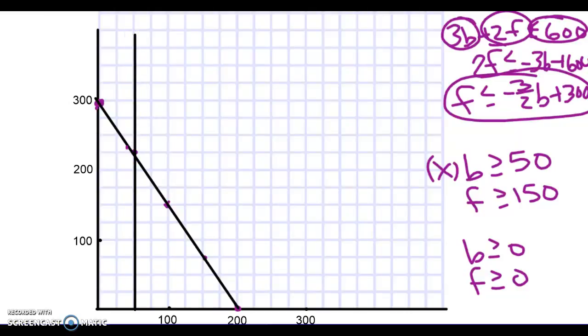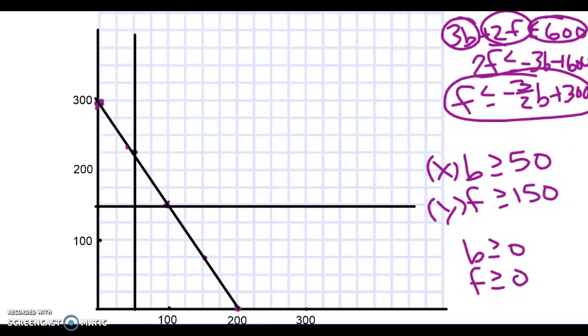And then F being greater than or equal to 150. Now remember, F represents your Y variable, so that's going to be a horizontal line. Let's turn it into a line here. Greater than or equal to 150 is going to go here.